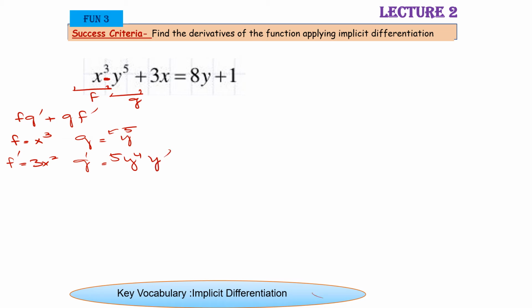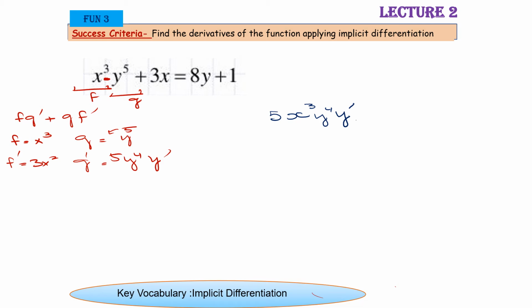Now let's complete the question. So x cube y to the power 5. So f, that is x cube, g prime, that is 5y to the power 4 y prime. Please arrange the terms in the proper way. First the sign, then the numbers, then the x variables, then the y variables.